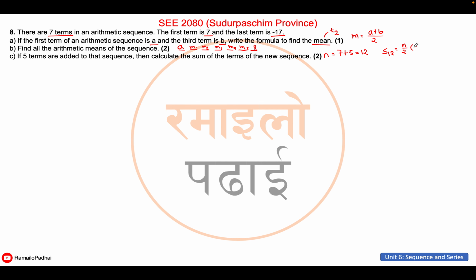And then to find the sum of all terms, we find S12, which is equals to n upon 2 A plus T12. Okay, and we will use the formula Tn is equals to A plus n minus 1 D to find T12. Now we will do that. Okay, now let's move on to the solution.